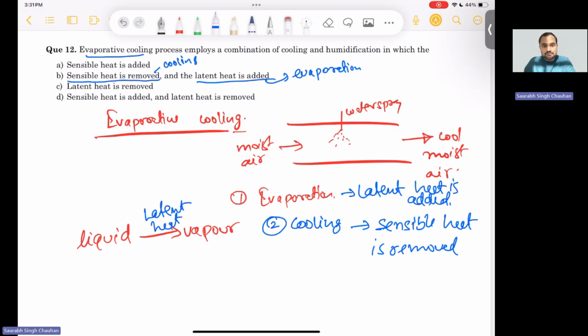So part B should be the correct option. Okay, I hope this is clear, and we can move to the next question, question number 13.